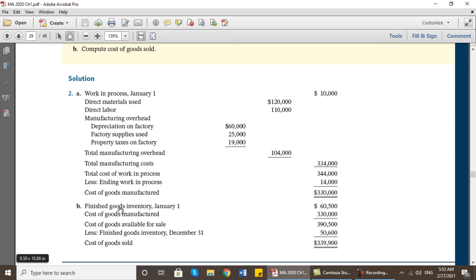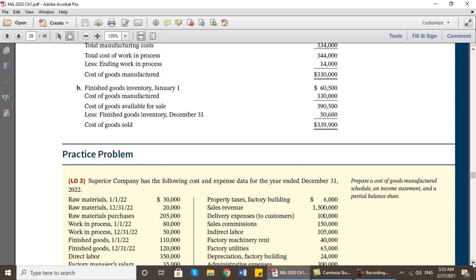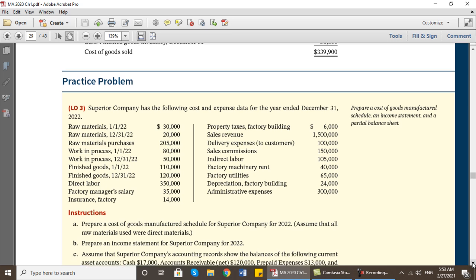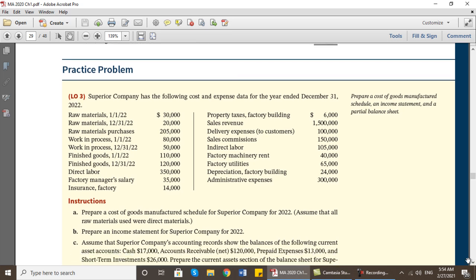Here is the answer: finished goods inventory January 1st plus cost of goods manufactured for the current year equals cost of goods available for sale. Less finished goods inventory December 31, cost of goods sold. Here's the practice problem. As you see, brief exercise, then practice problem. This is in detail, the question.